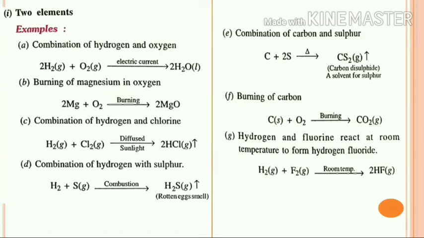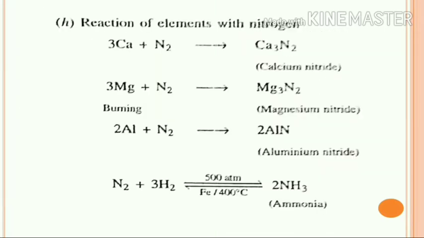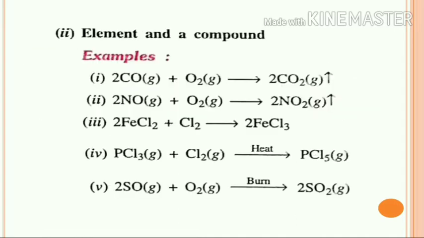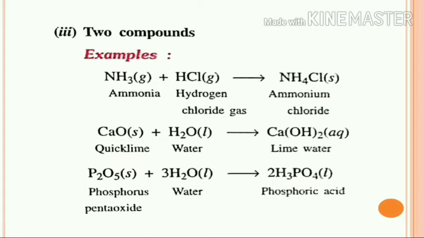You may see that in these reactions, the compounds are formed by reacting their constituent elements with each other. Like the constituent elements of water are hydrogen and oxygen, and here the constituent elements hydrogen and oxygen combine to form water. Such kinds of reactions are called synthesis reactions. Here are examples of combination reactions in which one element and one compound react together to form a new compound. And here, in these examples, two compounds react to form a single product.